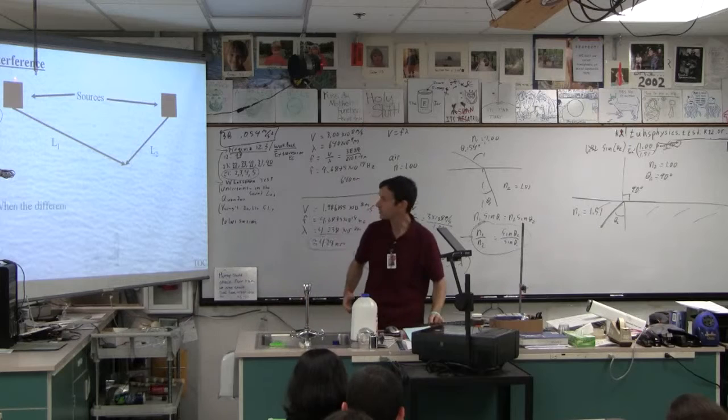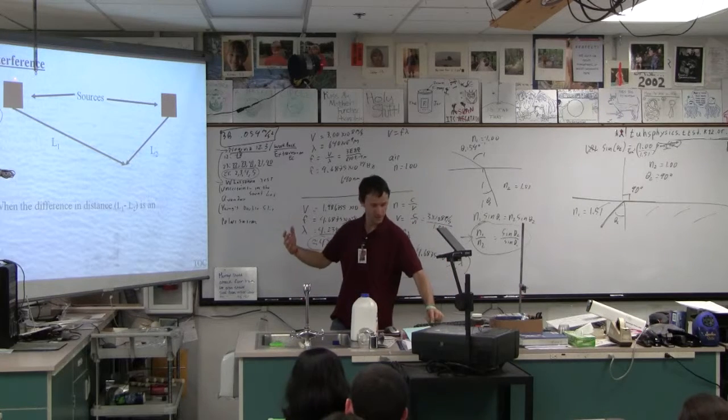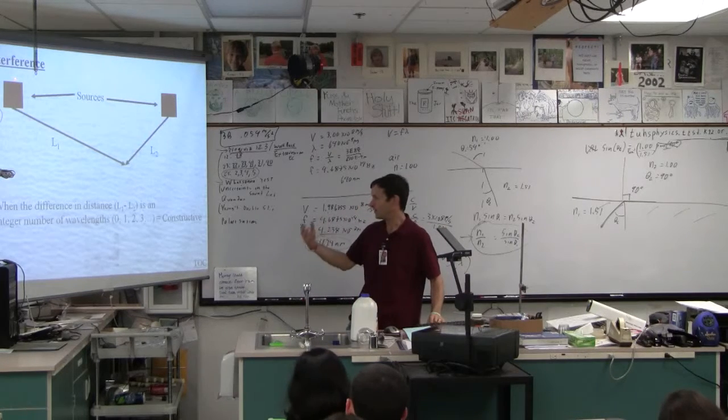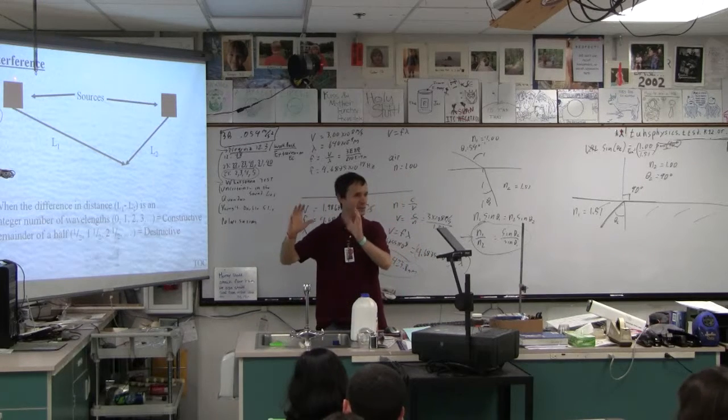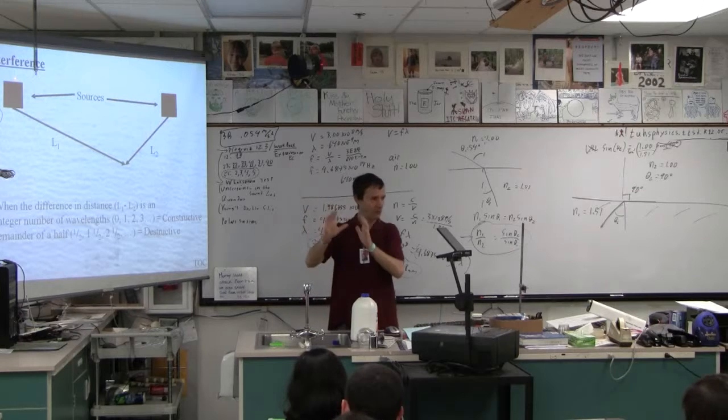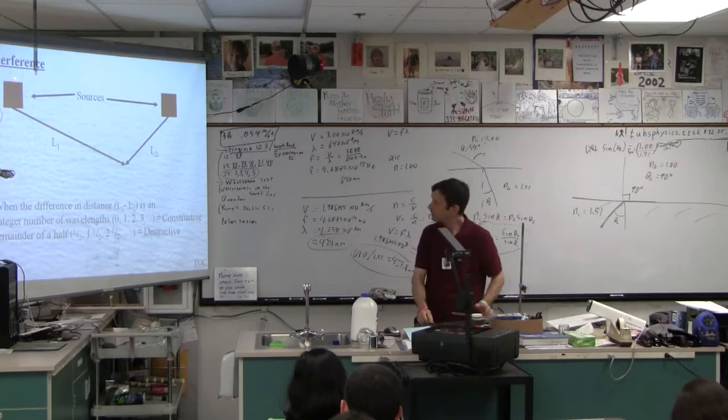The rule is that, of course, if the difference in distance is an integer number of wavelengths, then it's constructive. And if you divide the difference in distance by the wavelength and get something with a remainder of 0.5, then it's destructive interference, right?